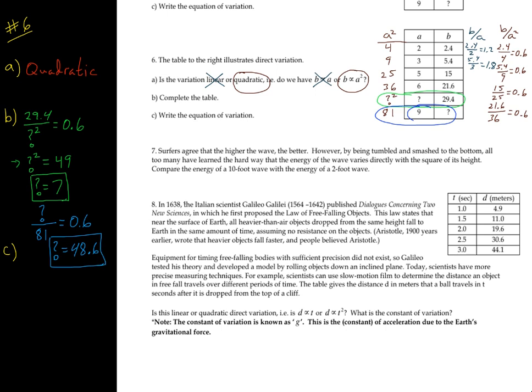And then finally for part C, we're asked to write the equation of variation. So again, what we know is that the ratio of b to a squared, now this is quadratic variation, is going to come out to be 0.6. So put another way, we could say that b is equal to 0.6 times a squared. And that is going to do it for this problem. Great.